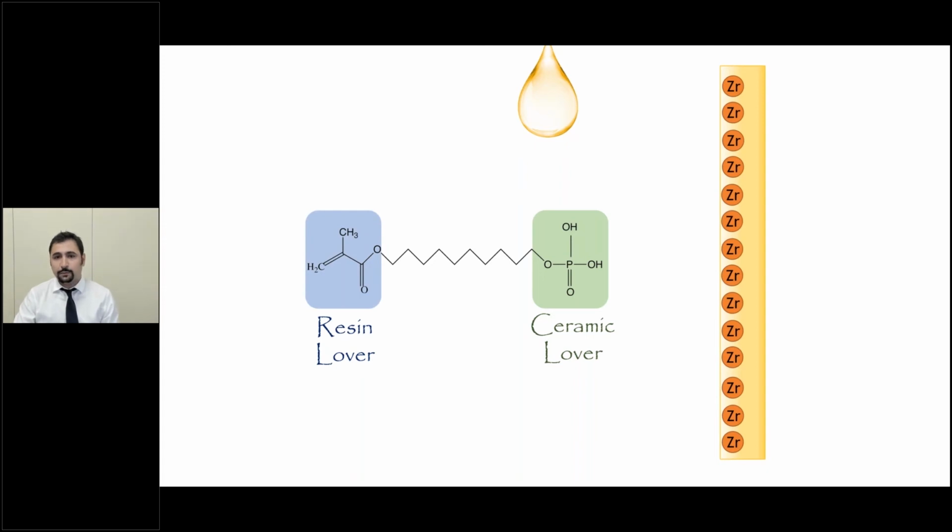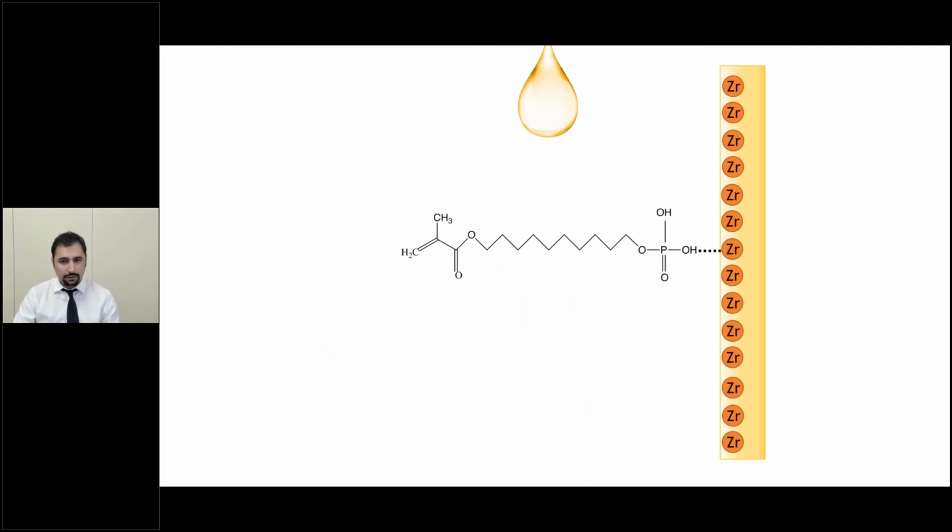So when we apply an MDP-containing primer, resin cement, or adhesive, we're going to have a bond between the MDP and the zirconia surface on one side, and on the other side, the part of the MDP that loves the resin cement bonds to the resin cement.